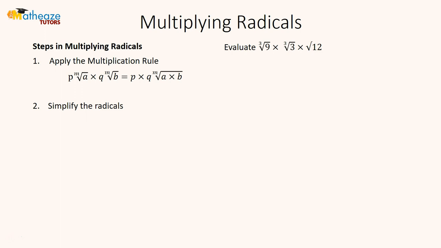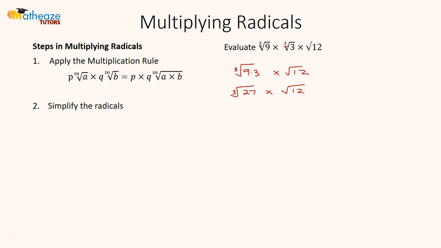Now, let's look at this one here. We have a degree 3 here, a degree 3, and then a degree 2 here. So the only ones we can actually multiply together are the ones with the degree of 3. So this is going to give us degree 3, 9 times 3, multiplied by square root of 12. So let's go ahead and simplify. This is the cube root of 27 multiplied by the square root of 12.